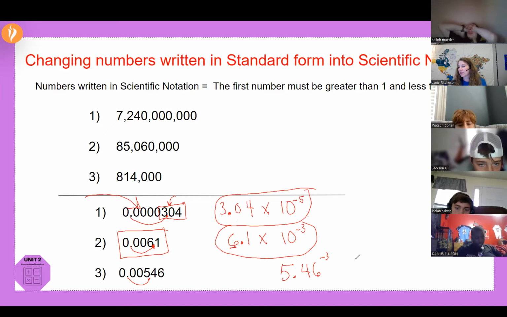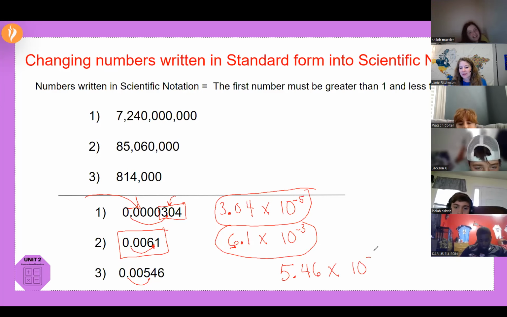Is that scientific notation? No, they forget some of the rules. And I'm like, okay, I know what you meant, but you can't write like that, that's not right. Times 10 to the negative third.